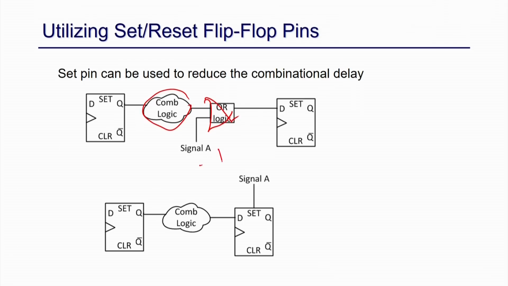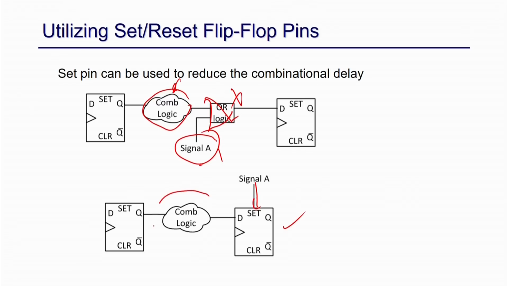So, if this signal is 1, then this definitely is 1, and it does not matter what is computing here. So, what I can do is make this the set signal. I just remove this OR gate from my design and put this as a set, because once this is 1, the register will definitely become 1.